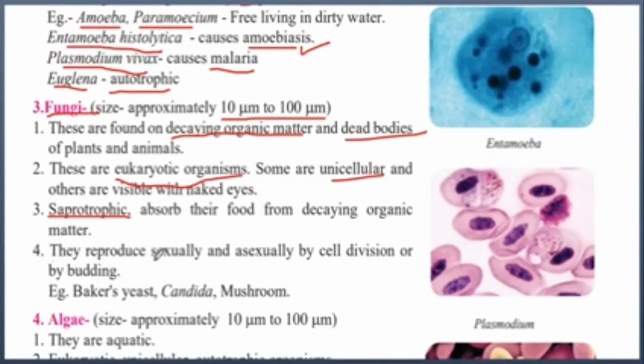They reproduce sexually and asexually by cell division or by budding. So fungi reproduce sexually with the help of spores and asexually by cell division or budding. Cell division and budding is when one cell divides and forms two daughter cells. Examples of fungi are baker's yeast, which is used by bakers to make bread, candida, and mushroom.